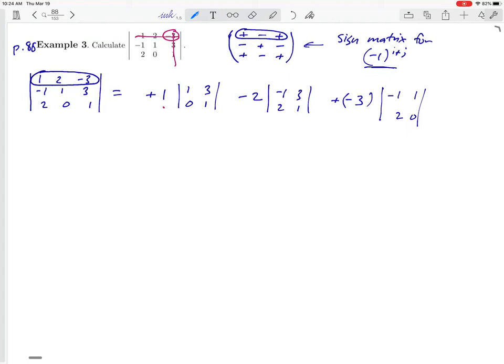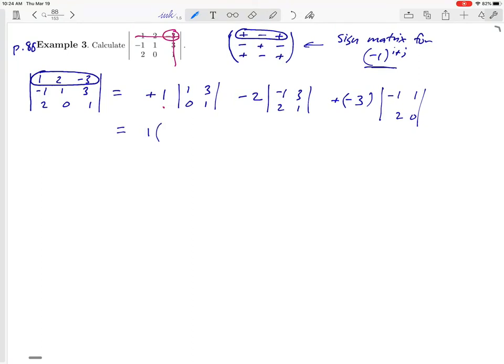Okay, so basically what we've done is we're calculating this determinant by expanding it into three 2x2 determinants, which we already know how to calculate. All right, so let's see if we can complete the arithmetic here now.